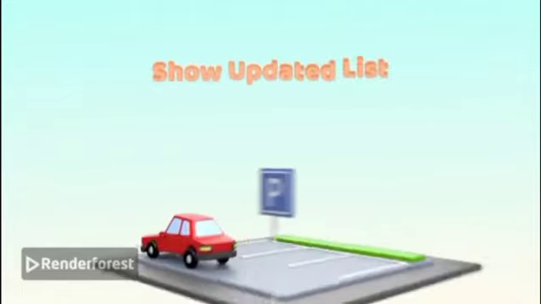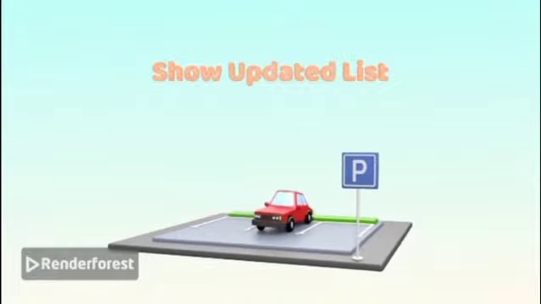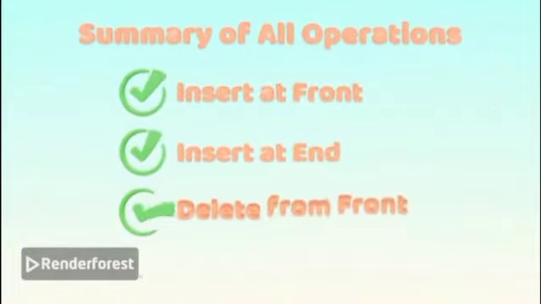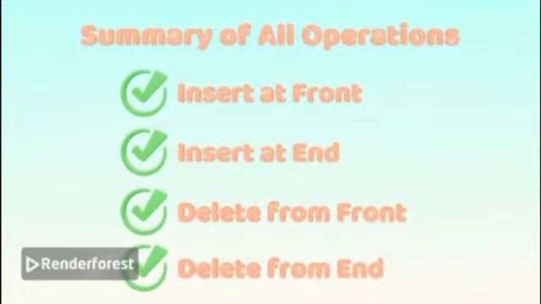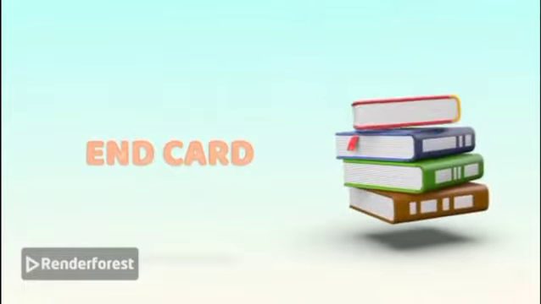Now deletion from end is completed, and we are left with one car in the lane. These are the 4 key operations in a singly linked list represented with a parking lot example. This completes the explanation of singly linked list operations.